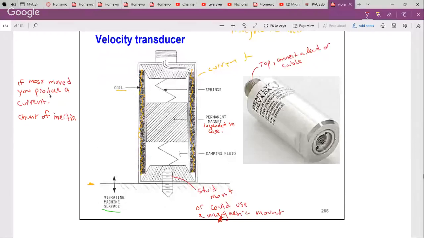You guys ever take a small speaker and use it as a mic? No.